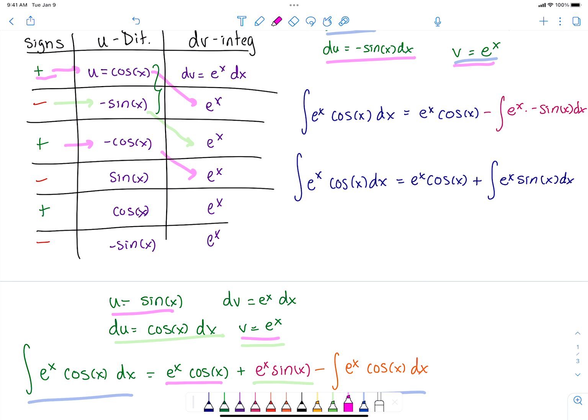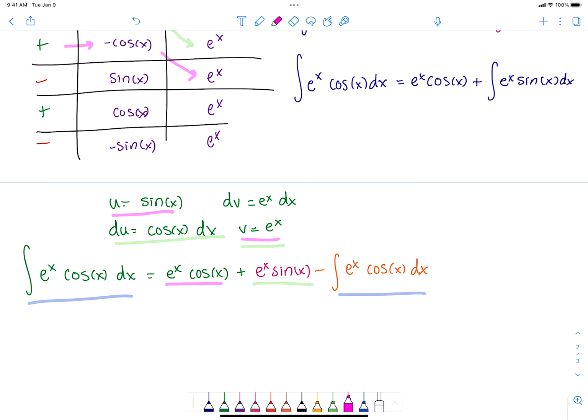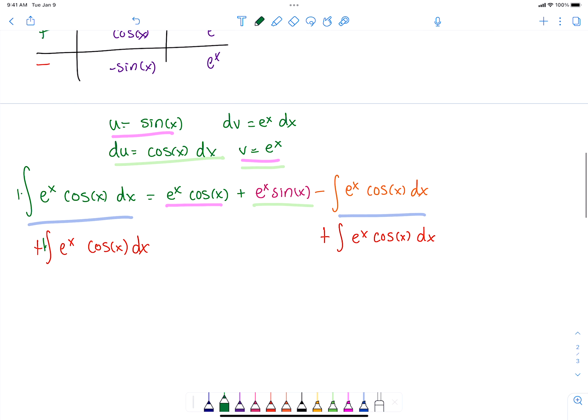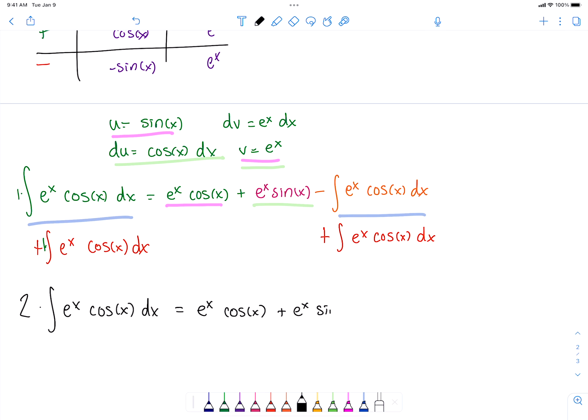So that's all right, but here's where we're sitting, and we've got those two integrals on both sides of our equation that are equal. So this is where we can add that to both sides. So e to the x cosine of x dx plus e to the x cosine of x dx. These both have a coefficient of 1 on them. So we end up with 2 times the integral of e to the x cosine of x dx is equal to e to the x cosine of x plus e to the x sine of x.